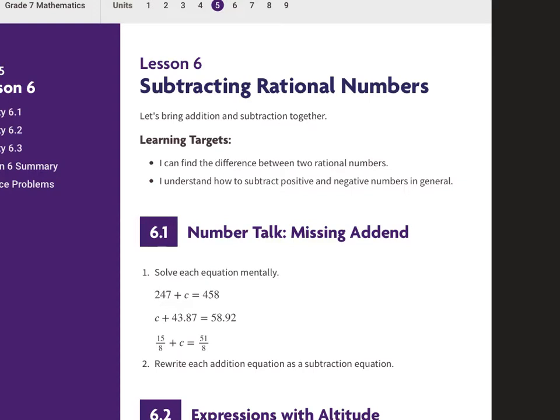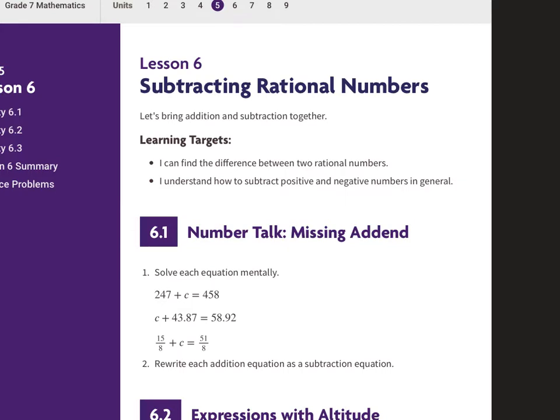We can write some decimals as fractions, but we can't write all of them. The ones that go on forever without a pattern, we cannot write as a fraction. So number 1 says solve each equation mentally, or we can use the calculator.